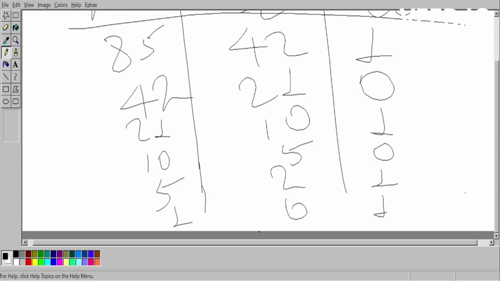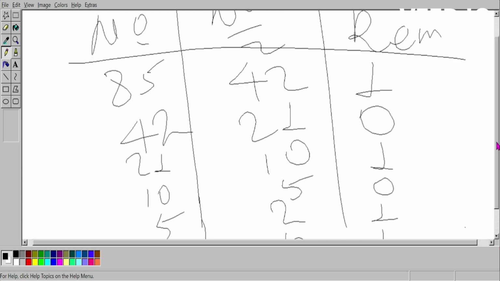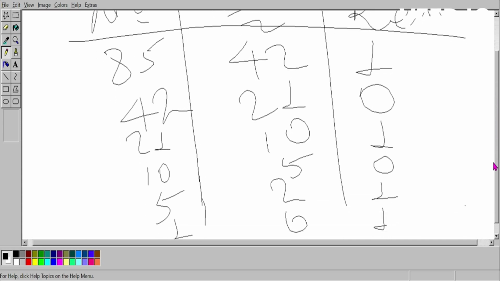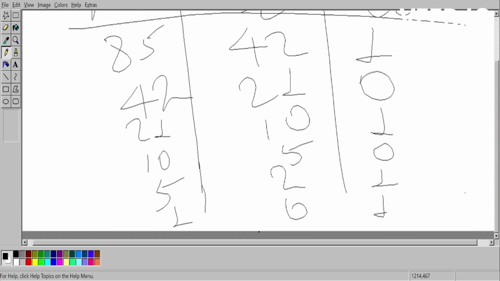Then what I'm going to do is order the numbers in the remainder column, starting from the last row. So 1 0 1 0 1 0 1. This is the binary form of 85.